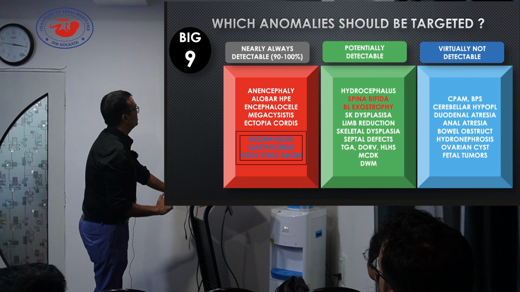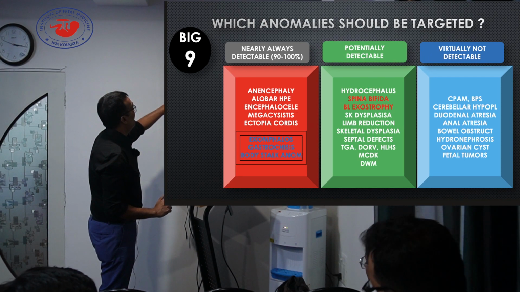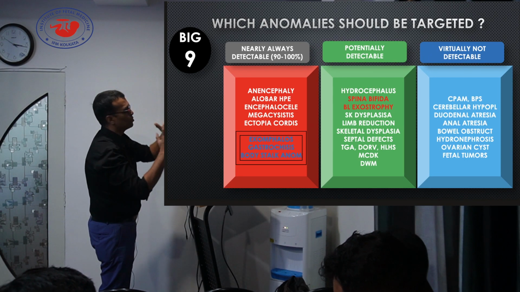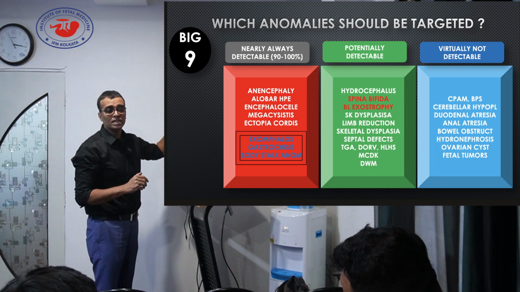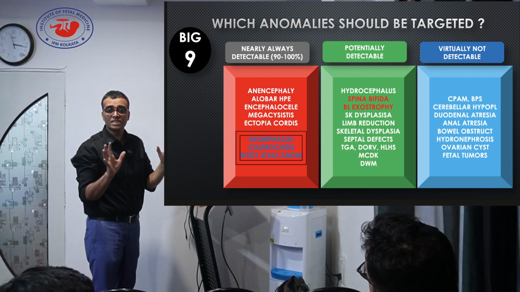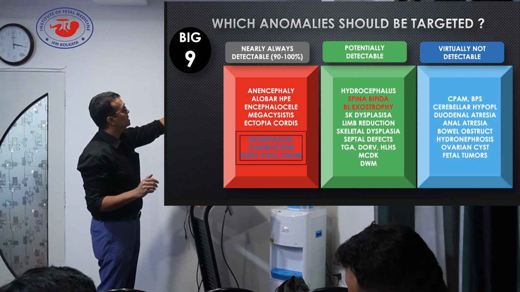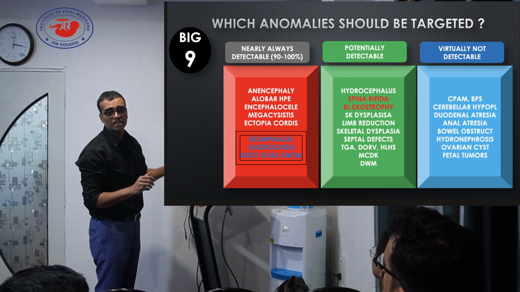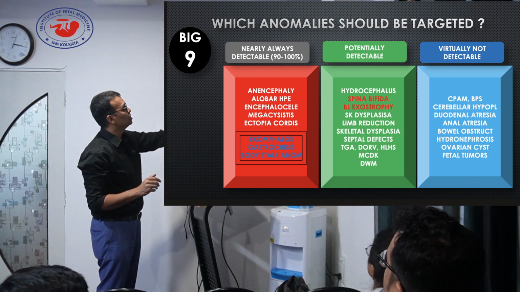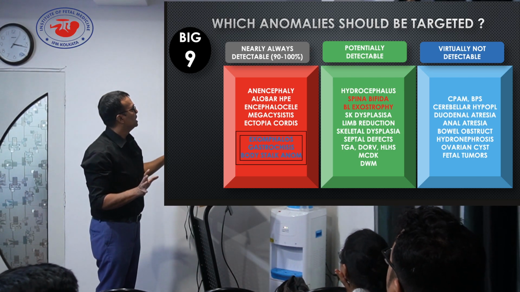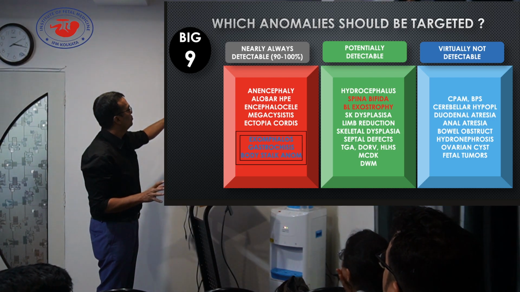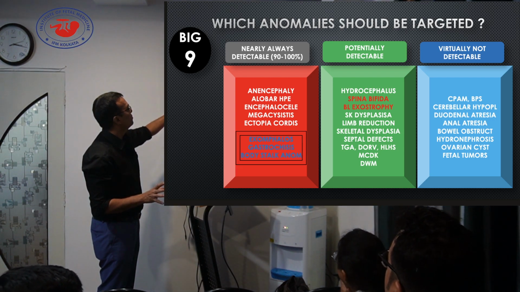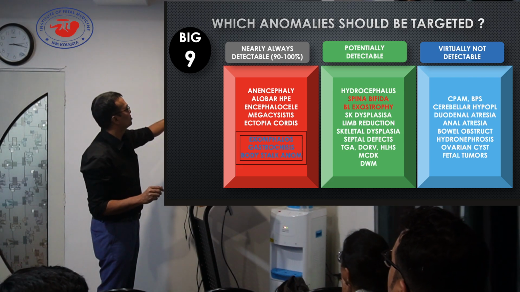So which anomalies should be targeted? If you look at all these abnormalities, there are three broad categories. One is nearly always detectable. Nothing is 100% in medical science, that's why it's 90 to 100%. The other group, in green, is potentially detectable abnormalities, and the one in blue is virtually not detectable abnormalities. If you look at the red bar and green bar, there are altogether five abnormalities which we are supposed to pick up.